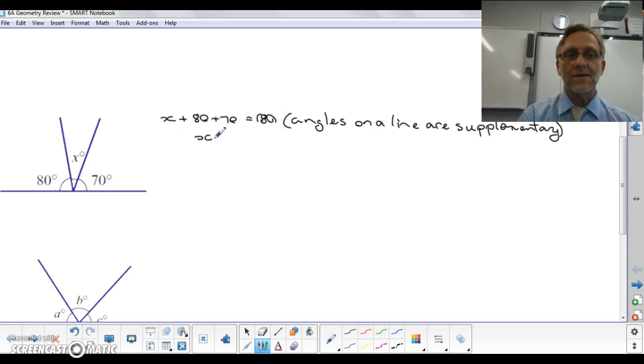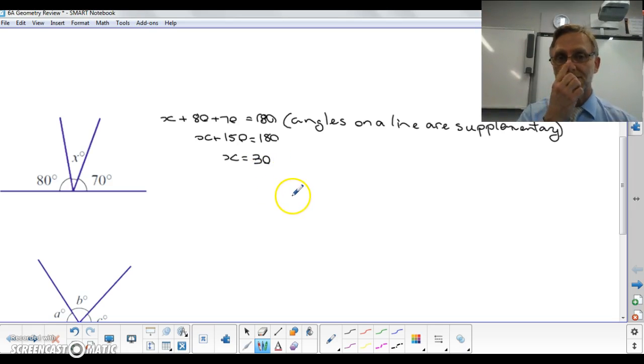Collecting like terms again, I get x plus 150 degrees is equal to 180. I don't need to write down a reason because it comes from the line above. And I can say, using this line, that x is equal to 30 degrees. So subtract 150 from both sides. I've done that. I've answered the question.